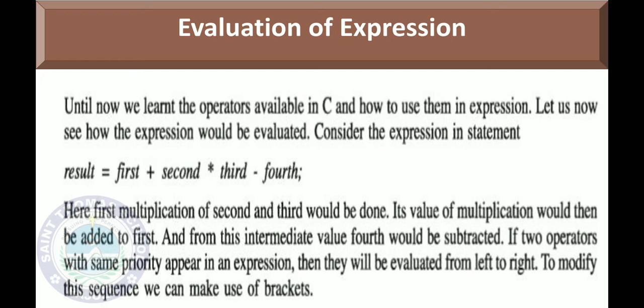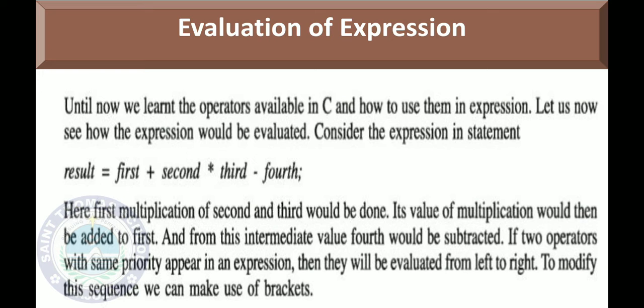If two operators with the same priority appear in the expression, then they will be evaluated from left to right. Suppose two minus operations are there, or two plus. How will we give priority to them? If two same priority operations are there, which operation will be performed first? That question will come. Here it is written that we have to give priority from left to right.